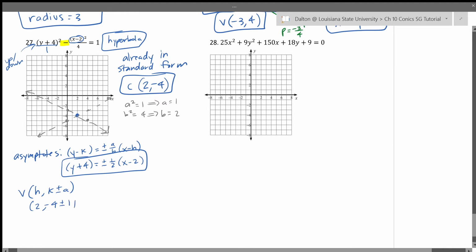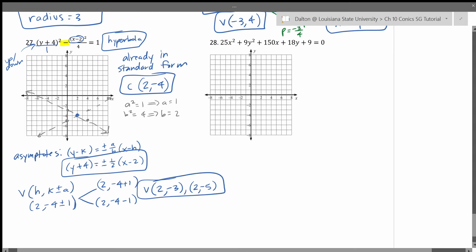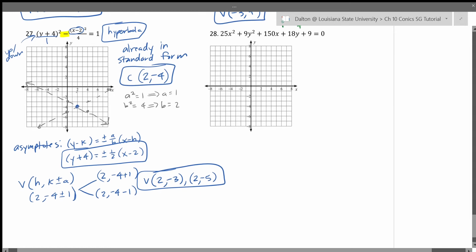Literally compute this. So that means I've got 2 comma -4 plus 1, and I've got 2 comma -4 minus 1. So my vertices are going to be at 2 comma -4 plus 1 is -3, and the other vertex will be at 2, -4 minus 1 is -5. So those are the vertices. Let's actually plot those. 2, -3 and then 2, -5. And they should be right in line with the center point, which they are.